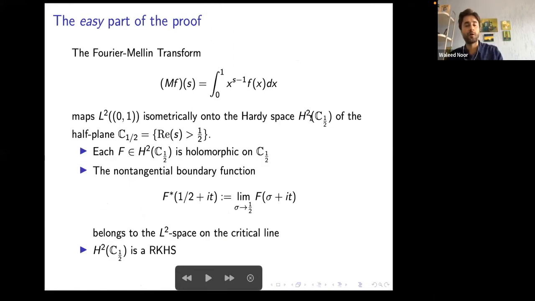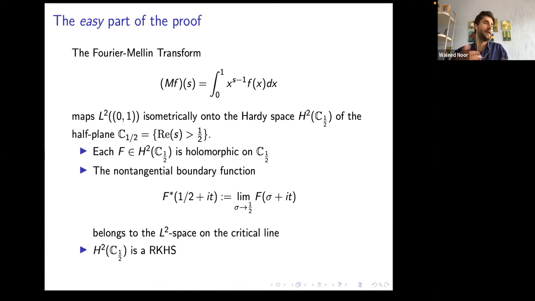So these are holomorphic functions in the Hardy space defined on C_{1/2}, to the right of 1 over 2. So this is an isometric isomorphism. So of course, functions here are holomorphic. They also have non-tangential boundary limits, meaning that if you consider the limit of each function here as the real part converges to the boundary, it defines a function in the L2 space on the critical line.